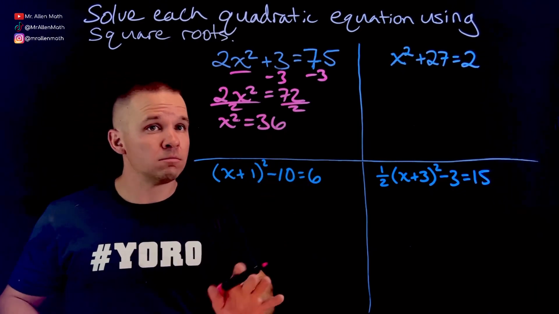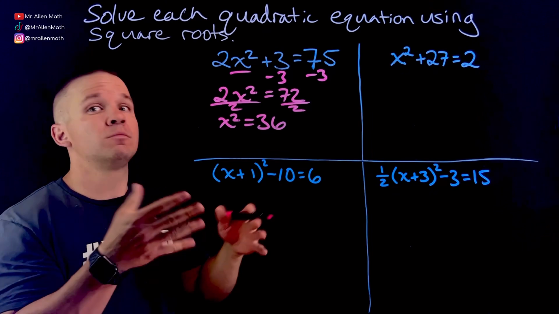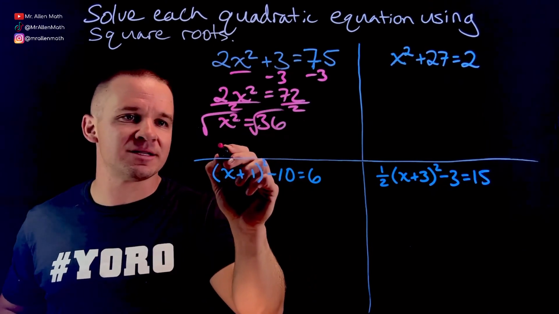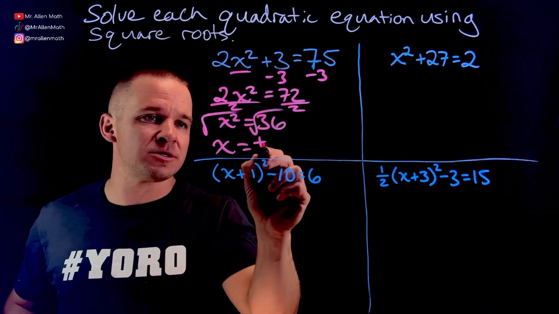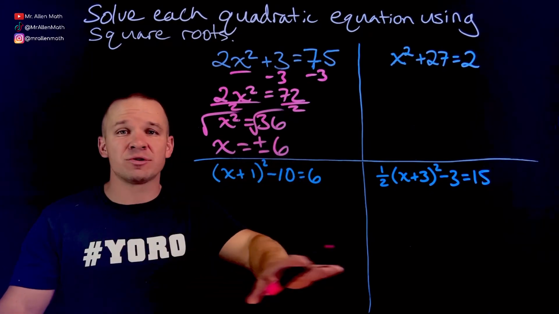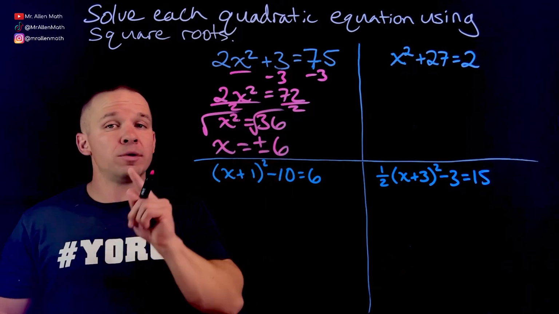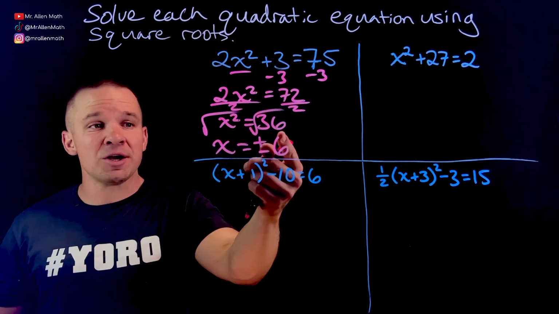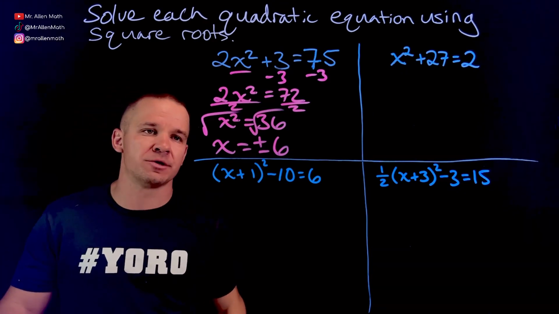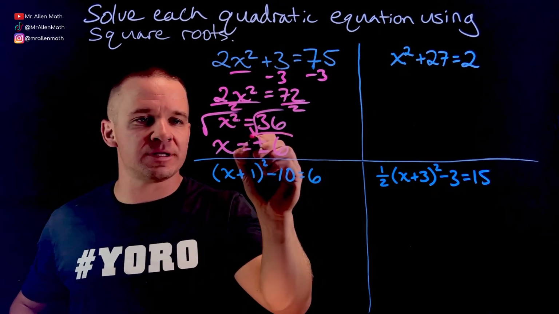Now, can I get the squared portion away from that x? Yes, I can by using square roots on both sides. And I'm going to get myself x equals plus or minus 6. Remember, you got to have that plus or minus anytime you're solving using square roots. Because 6 squared equals 36, but negative 6 squared also equals 36. So I get my two solutions there.